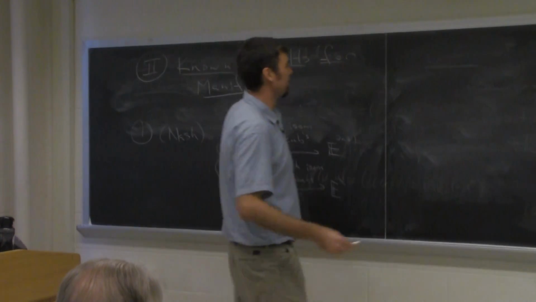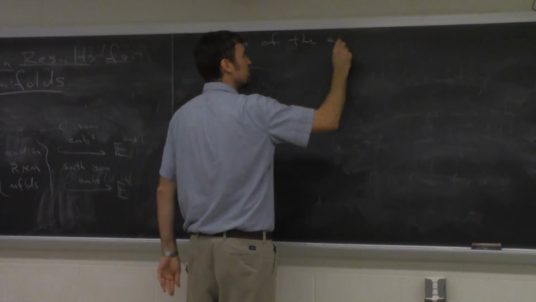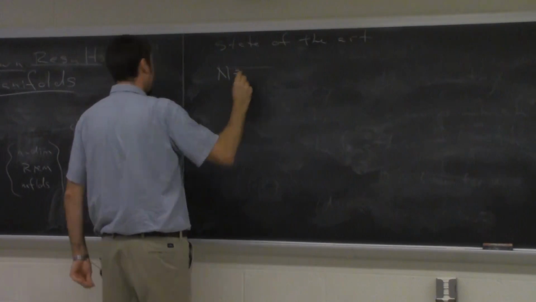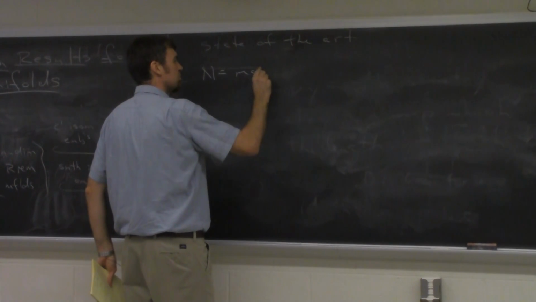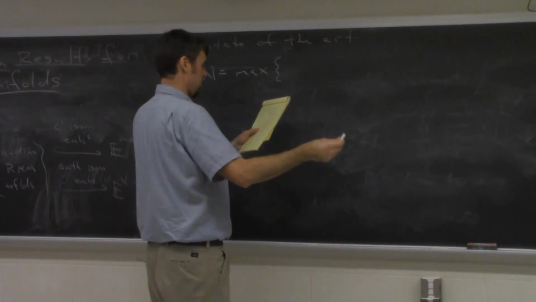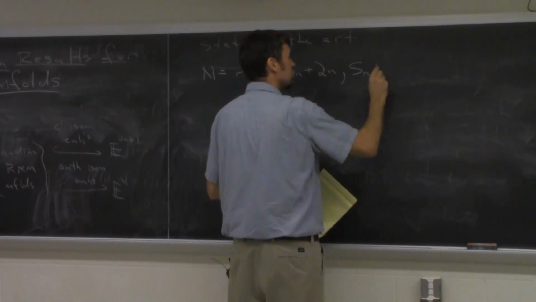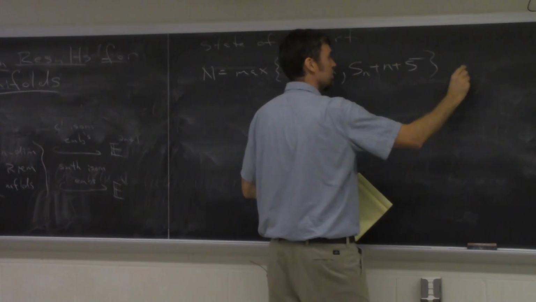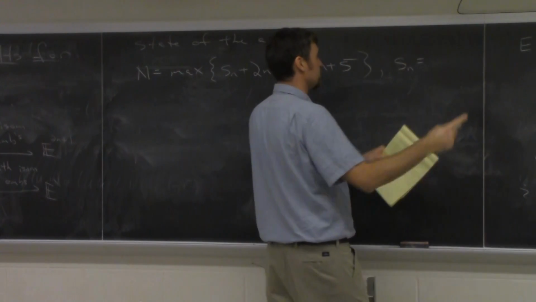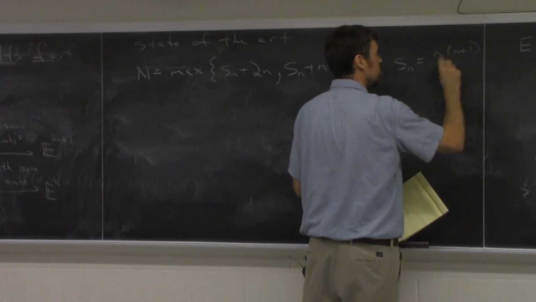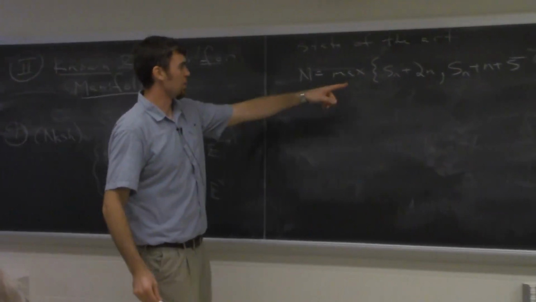And so the state of the art, the best known capital N, I'm going to forget this, so let me look here. It's the maximum of S sub n plus 2n, S sub n plus n plus 5. What is S sub n? S sub n is the number of independent entries in an n by n symmetric matrix: n times n plus 1 over 2. I'll explain that further, but let me put some names to this.